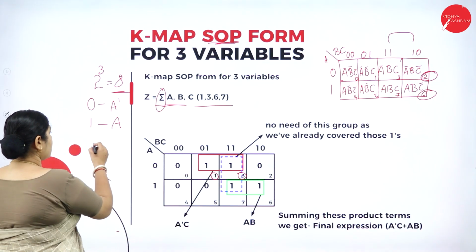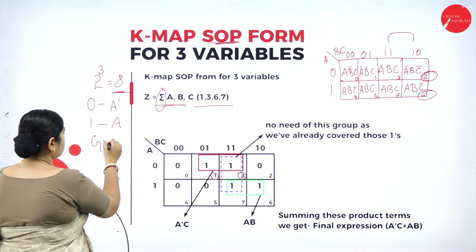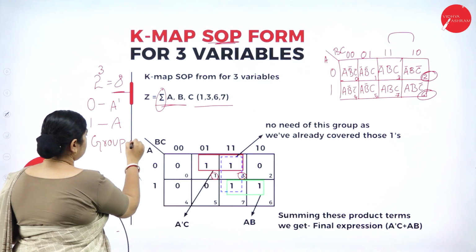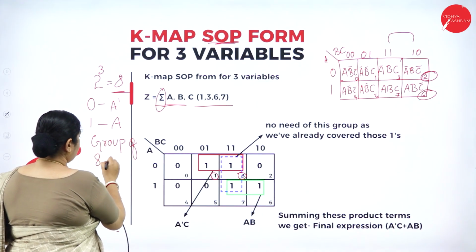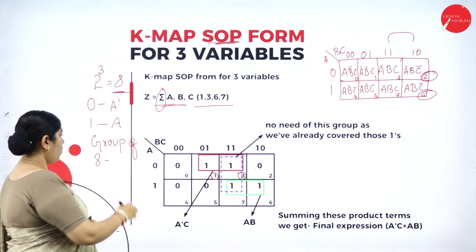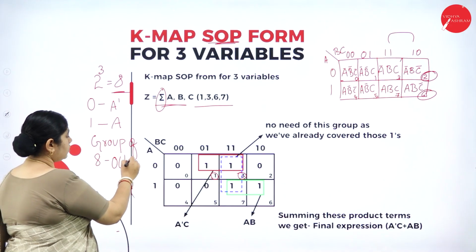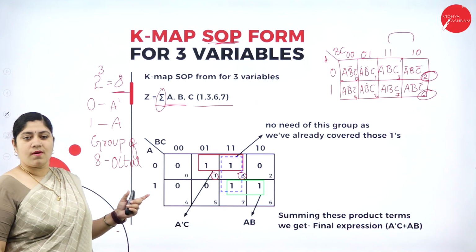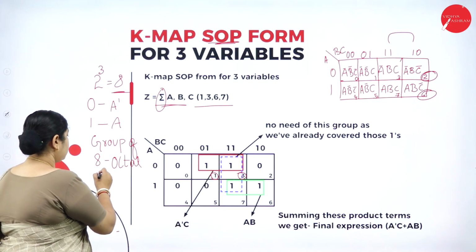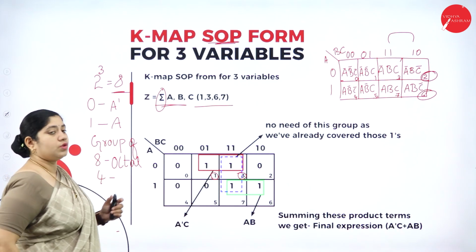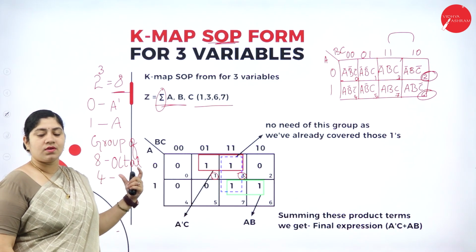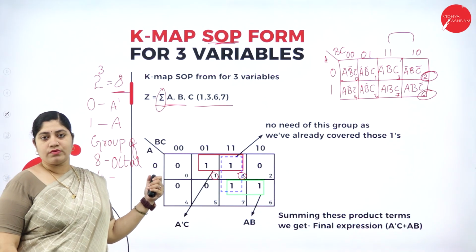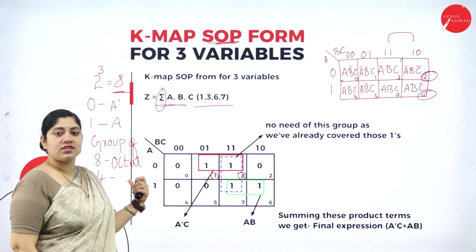A group of 8 cells is called an octal, or octa group. You can't have a group of 6, so the group size should be a multiple of 2, okay? A group of 8, next is a group of 4.